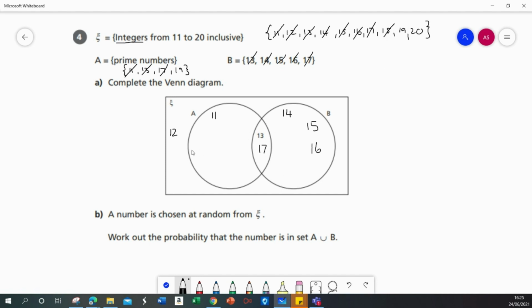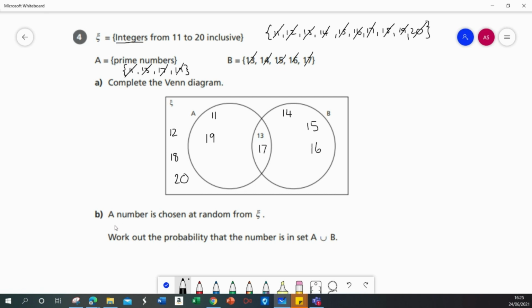18 is in neither A or B, so that would go outside. 19 is a prime number, so that goes in circle A. And finally, the number 20 is in neither A or B, and so that again would go on the outside of the circle.